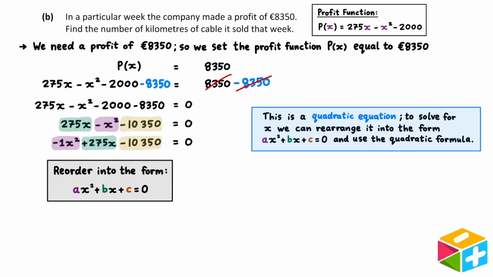From here, I'll reorder our calculation so that the x squared term comes first, the x term comes second, and the number term comes third. Writing things in this format will make the application of the quadratic formula a lot easier. I've also rewritten the minus x squared as a minus 1x squared. Again, the reason for this is that it will make it easier to apply the quadratic formula.